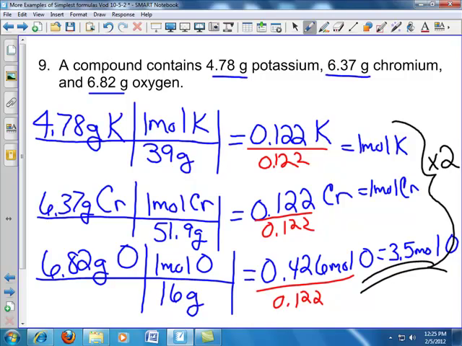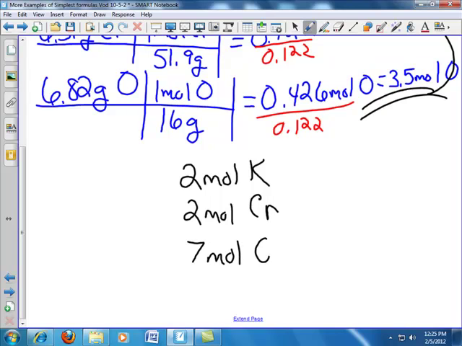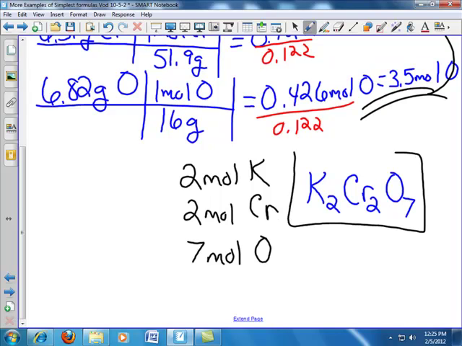So what I have to do is take all of these and multiply them by 2. And unfortunately I ran out of space here. But when I do that, then what I get is 2 moles of potassium, 2 moles of chromium, and 7 moles of oxygen. And so now from there I can write my formula, K2Cr2O7. And that is my correct formula. And hopefully you realize that Cr2O7 is the polyatomic ion dichromate.